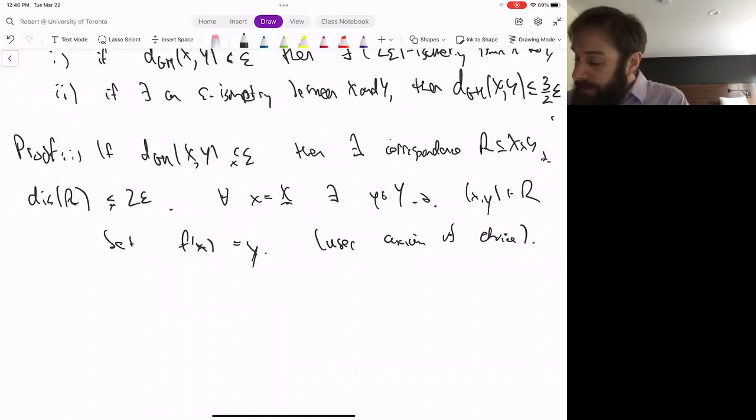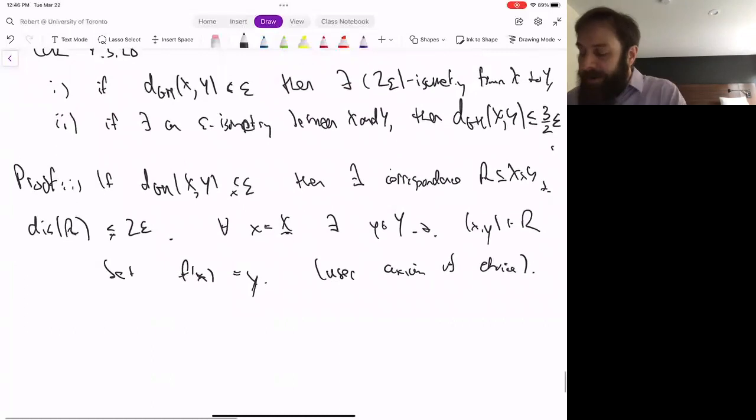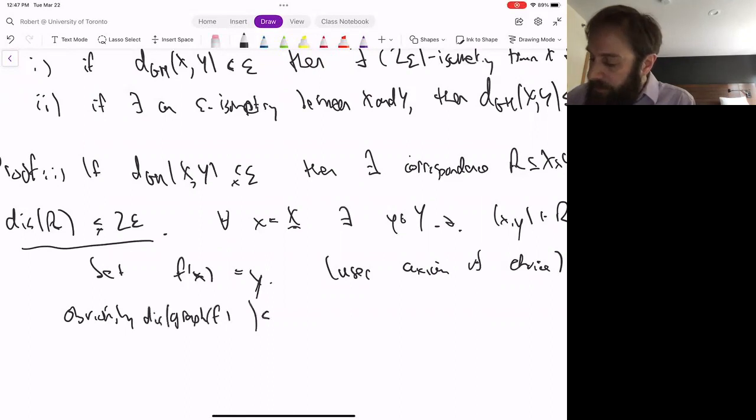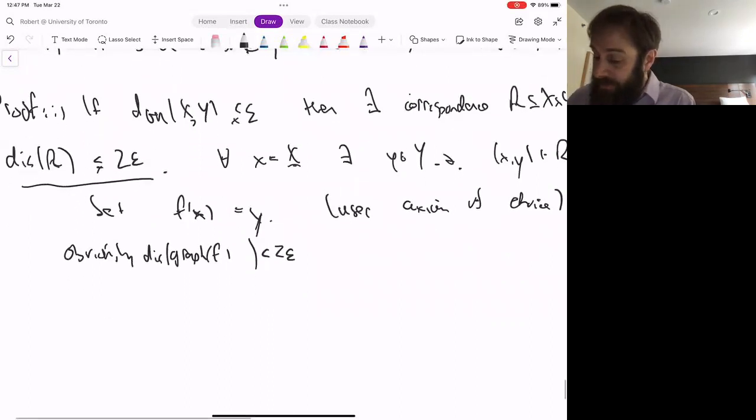And then I claim that this F that I just defined gives an epsilon isometry, or a two epsilon isometry. Oh, no, hang on, so a two epsilon isometry. So clearly, because of this, obviously the graph of F has distortion less than 2 epsilon, because the graph of F is a subset of R.